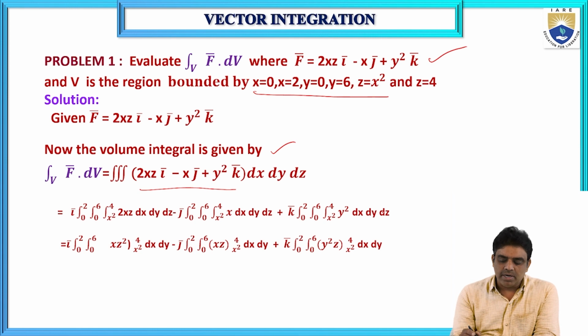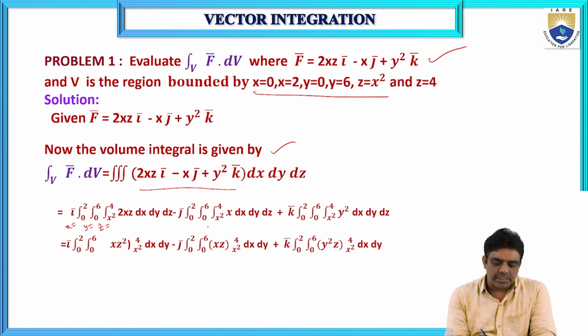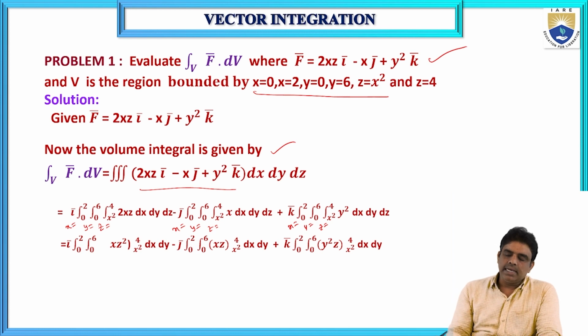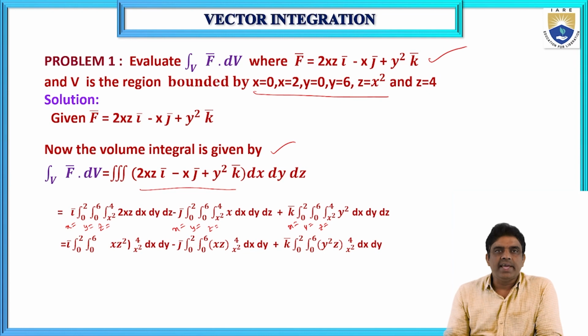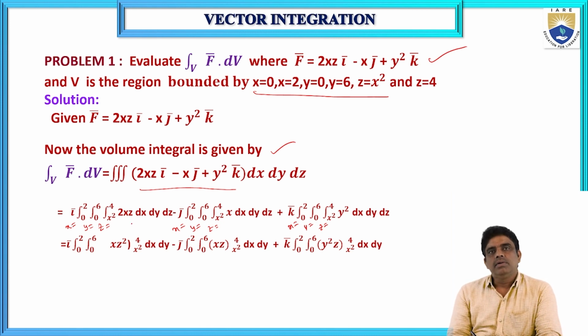Here the limits are already given: z varies from x square to 4, y varies from 0 to 6, and x varies from 0 to 2. The same limits will be applied for all three cases. x and y have constant limits, but z is a function of x. So the integration must be carried out first with respect to the variable limit, which is the z limit. So first we have to integrate the function with respect to z.